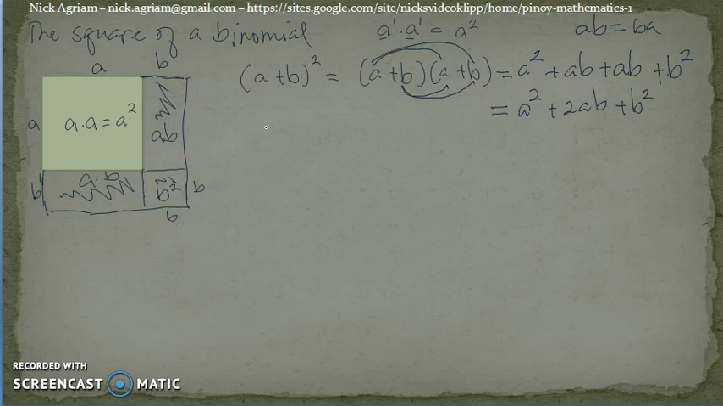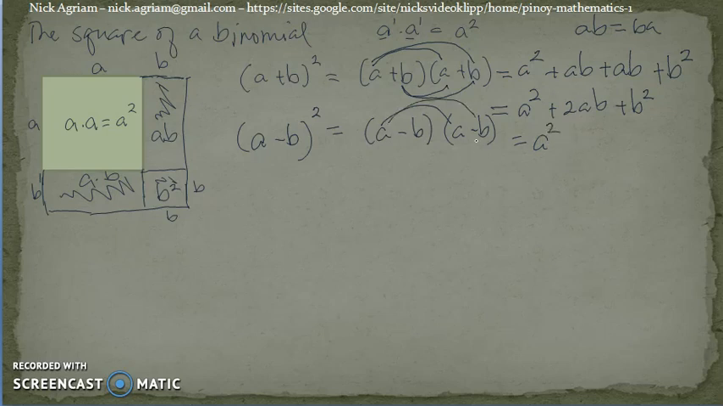In the same manner, if we have A minus B squared, it is equal to A minus B times A minus B. That means A multiplied by A is A squared, and then A multiplied by negative B is negative AB. We need to include even the negative symbol. Then negative B multiplied by A is negative AB, and negative B multiplied by negative B is positive B squared. Simplify that, then we have A squared minus 2AB plus B squared.